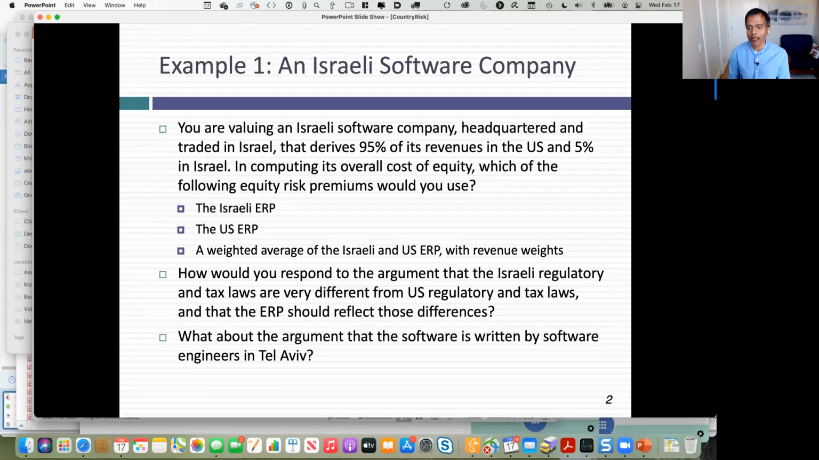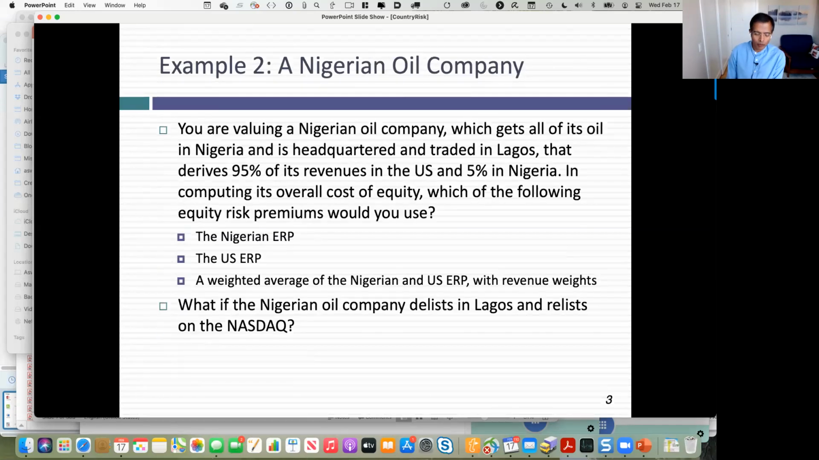In fact, I'll give a second example, and John LaBelle, you're going to be my guinea pig for this. You're valuing a Nigerian oil company that gets all of its oil from Nigeria.